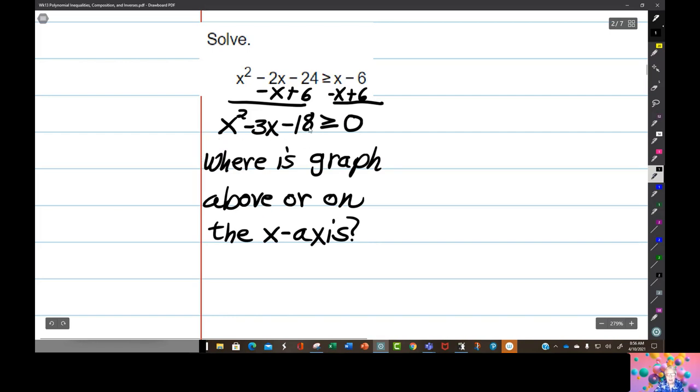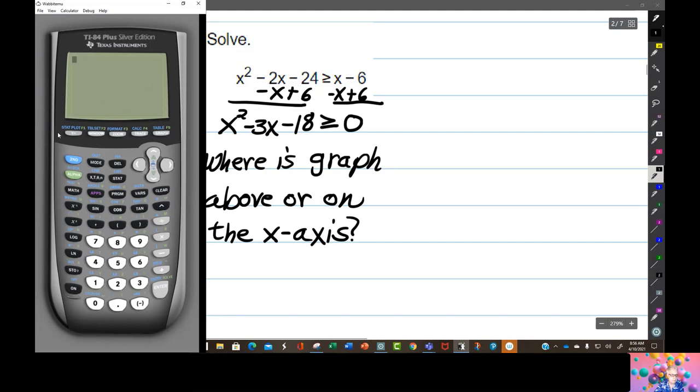Now I'm going to graph this: x squared minus 3x minus 18. And I'm going to hit zoom 6 to get a normal kind of screen back. Okay, so there's the graph. And I guess I could make it a little bigger so you could see it okay. There.